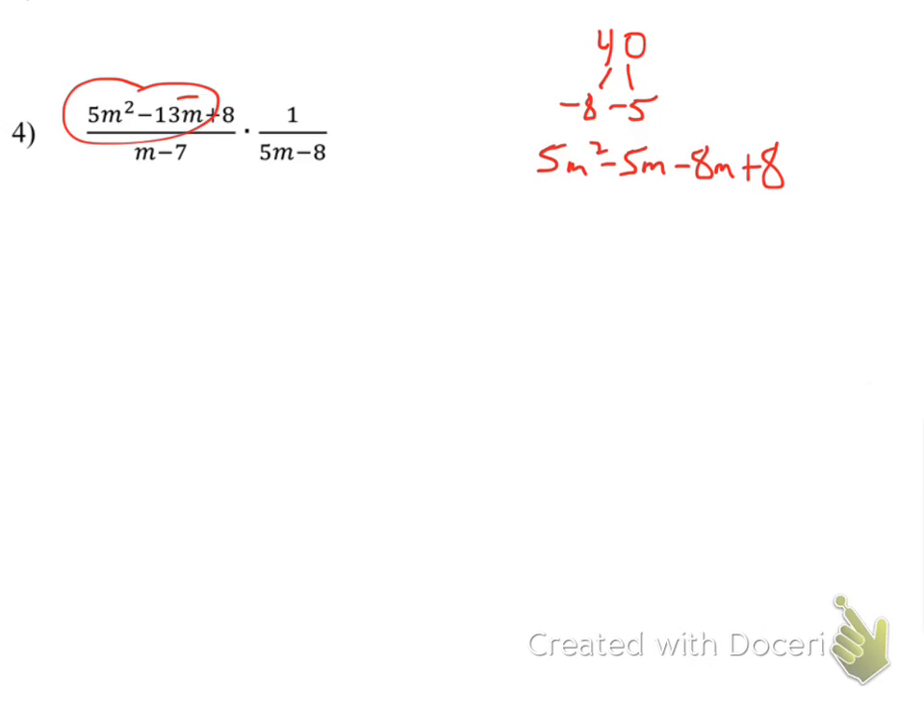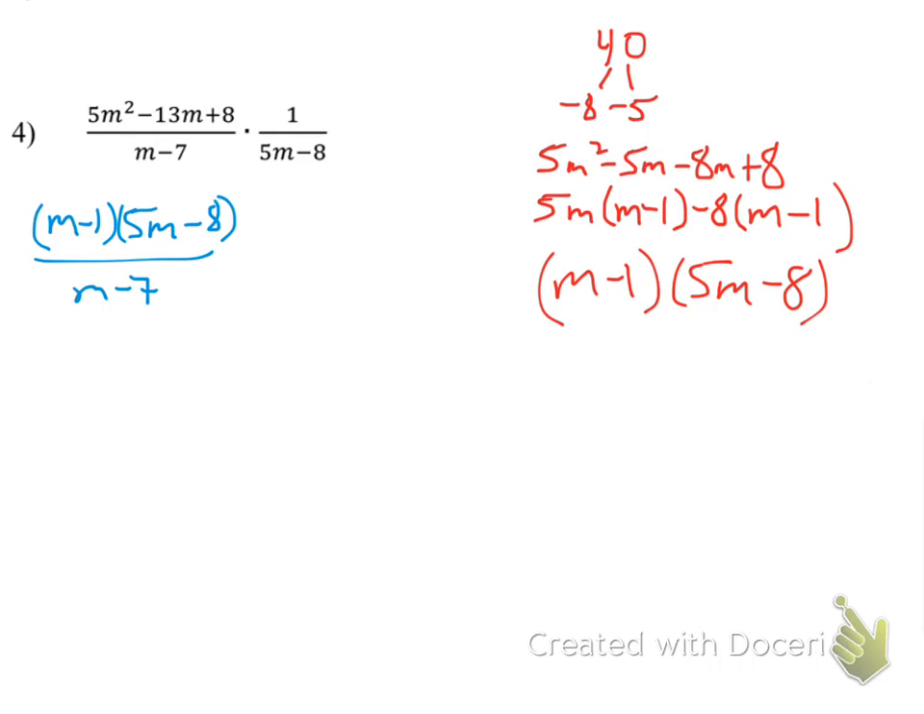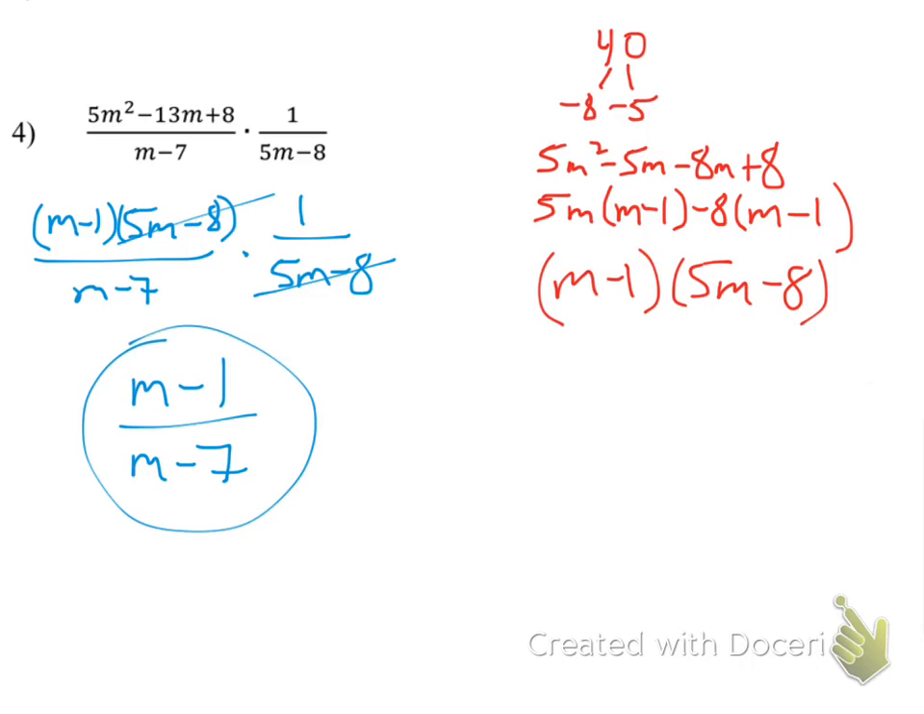Then I'm just rewriting this into this here. It's the same thing, just the middle term has been changed. And now I'm going to factor left side and factor right side. Make sure that the ones in the parentheses match up, and then I can factor that out. So now I'm just rewriting the top, so that way I can look for anything that will cross-reduce. These cross-reduce, and we're left with m minus 1 over m minus 7.